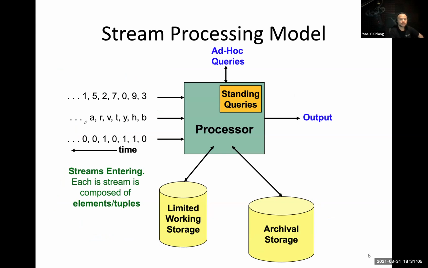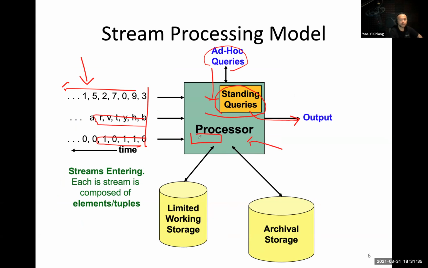If we look at the stream processing model, here is your data stream. This is your current time. These are the past times. This is your query stream processor. When the data stream comes in, the standing query is running here, and every time it will generate an output. Ad hoc queries will ask the processor to do something, and the processor also has its own memory space to store some windows of the streaming data so that it will be able to answer these ad hoc queries.